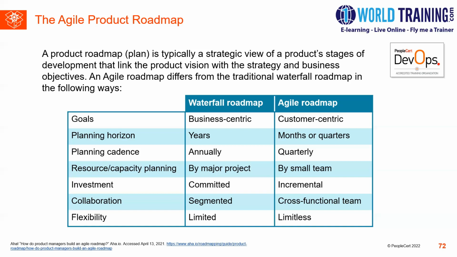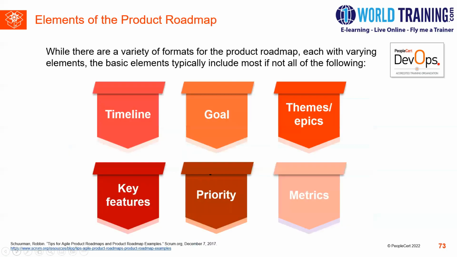If you want to read further on top of it, you can always click on this link for your reference. How do product managers build an Agile roadmap, which is the latest document you can refer to.